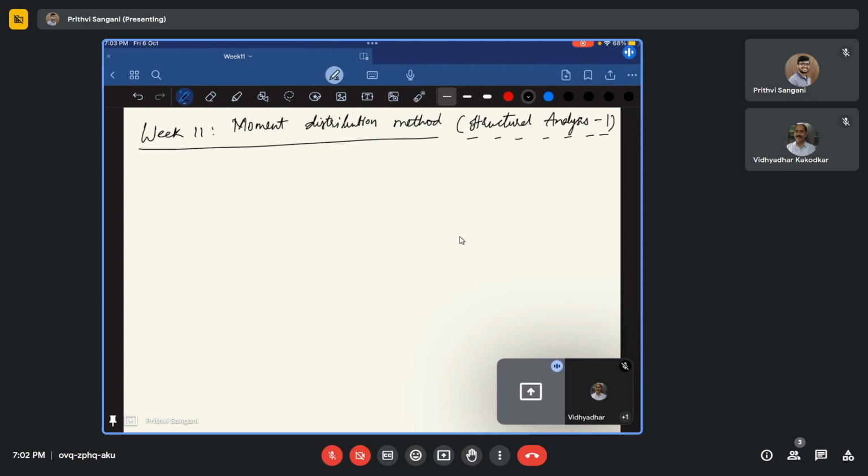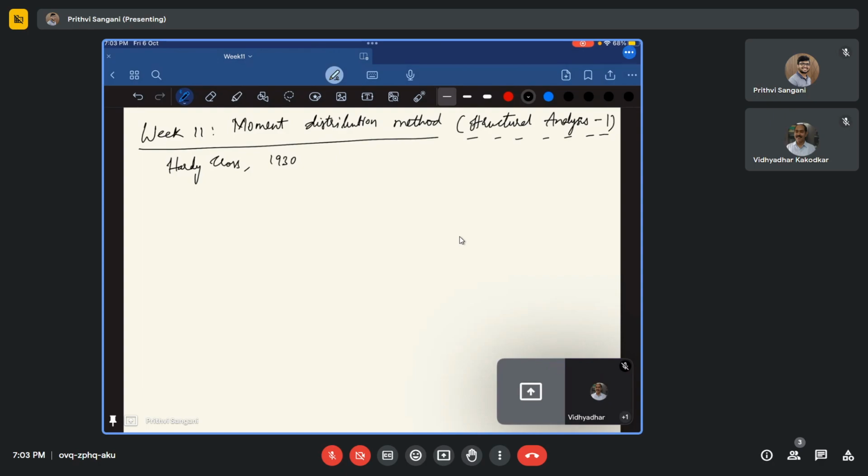So in this video session, we'll be discussing the moment distribution method. This is also one of the methods. This is mostly an iterative method, so we'll keep iterating until we obtain the solutions at a certain level of accuracy. This was first developed by Hardy Cross around the 1930s. This is also one of the famous methods in structural analysis.